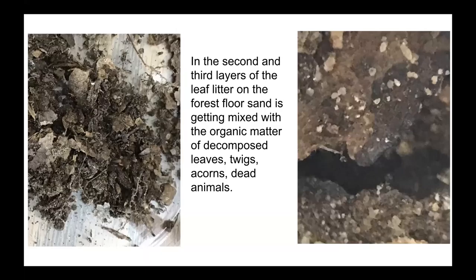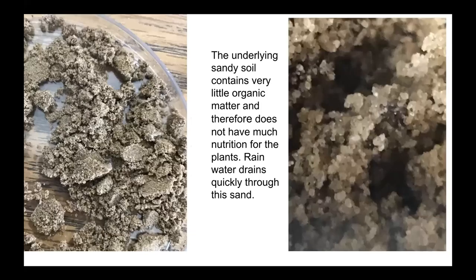So these second and third layers, you can see they're getting mixed in with that soil. The sand is mixing in with that organic matter, acorns, twigs, dead animals, whatever, mixed in with a little bit of sand. And the sand itself, you can see on the right-hand side under the microscope, is just like little rocks. So it has hardly any organic matter in it, and the rain will just run right through that. The plants really appreciate that organic matter because it holds the rain.